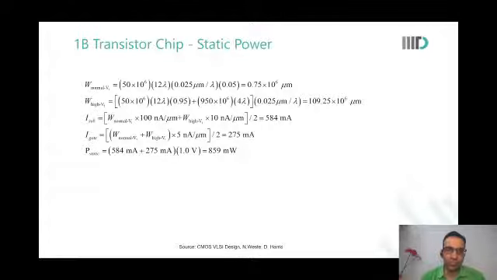Similarly, for the gate leakage, and then the total static power we find for that particular chip is 859 milliwatts. Again, everything back of the envelope, not a single simulation done.